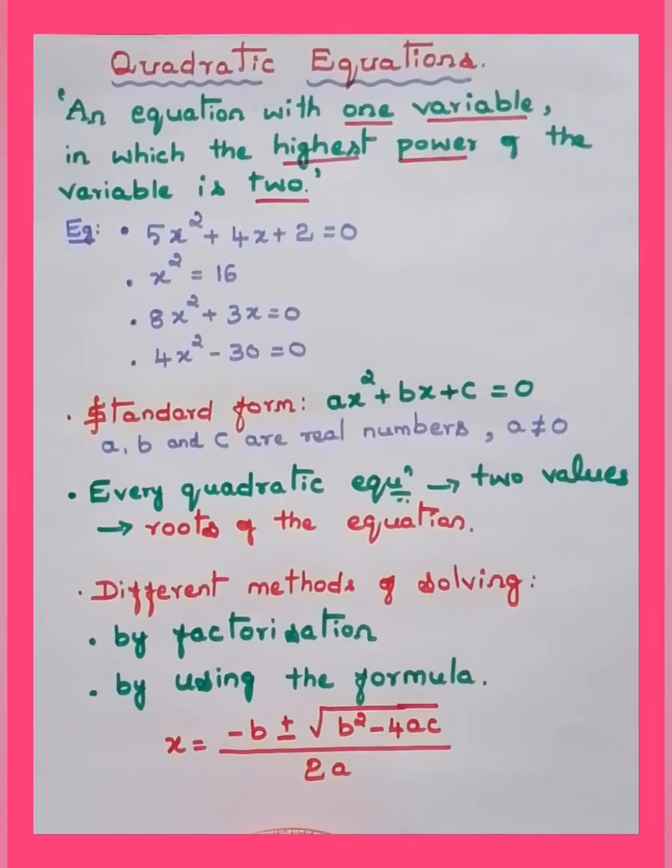So, most of you have already learned about quadratic equations. So, for the exam, this will be a quick revision type. Okay, there are different methods of solving a quadratic equation. First one, by factorization, we can solve a quadratic equation. Second one, by using the formula. This is the formula we use to solve a quadratic equation. X is equal to minus b plus or minus square root of b square minus 4ac, whole divided by 2a. Very, very, very important formula.